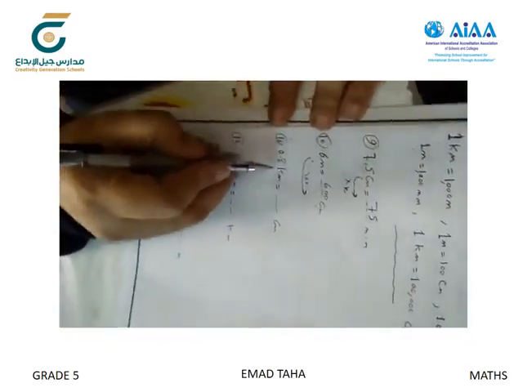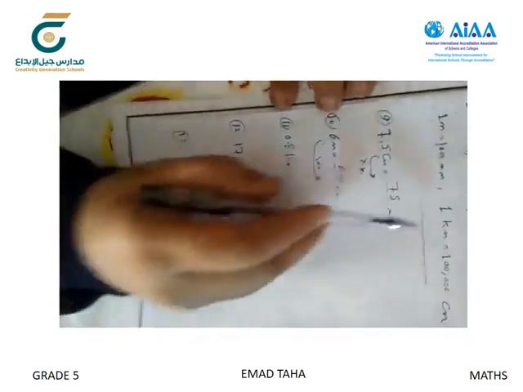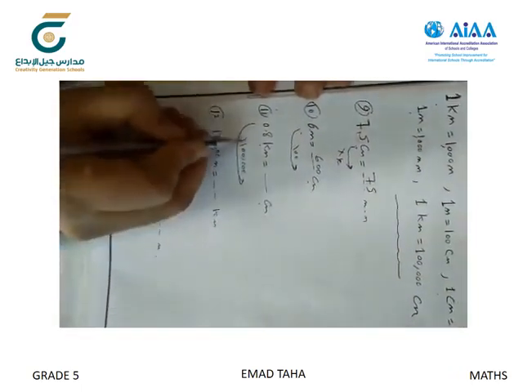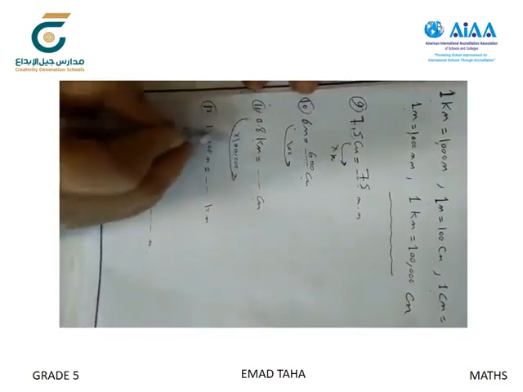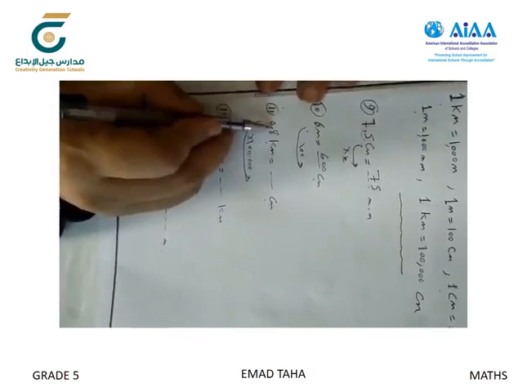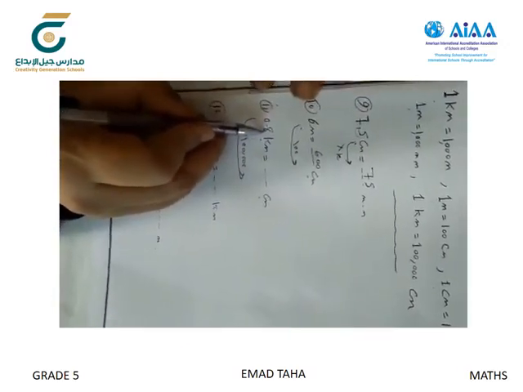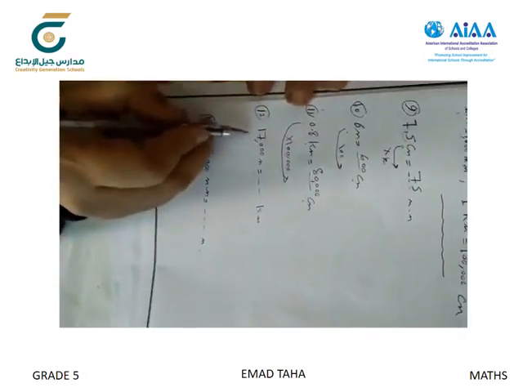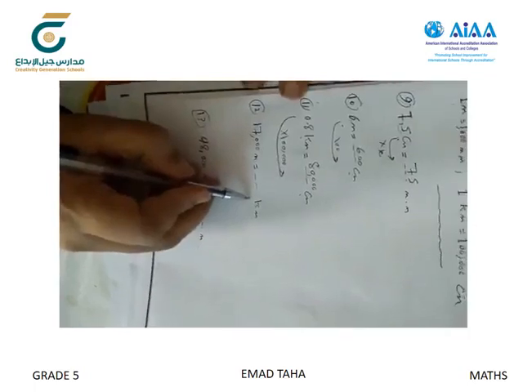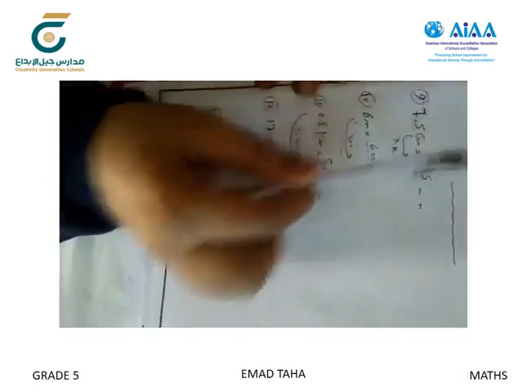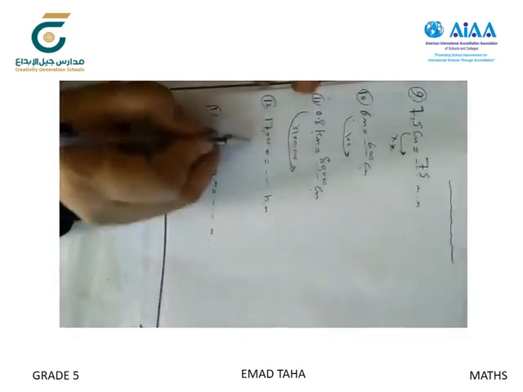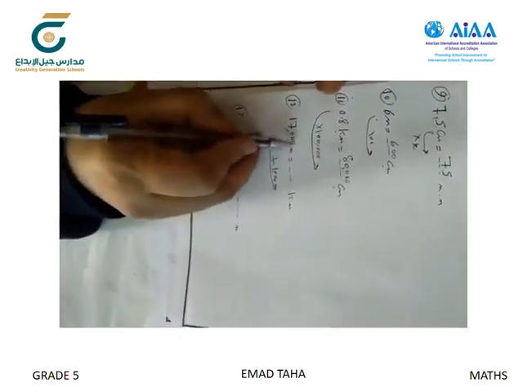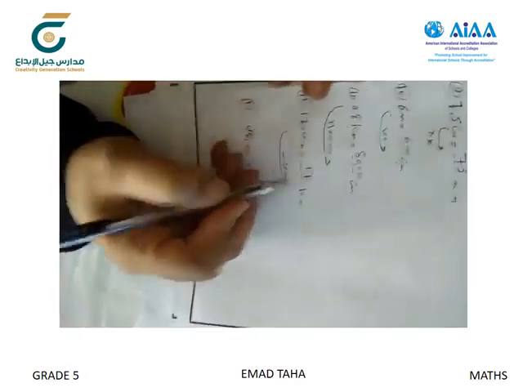Number 11, 0.8 kilometer converted to centimeters. 1 kilometer equals 100,000 centimeters. So to convert, multiply by 100,000. Move the decimal point 5 places, then put 4 zeros, it will be 80,000. Number 12, 17,000 meters equals how many kilometers? Look, 1 kilometer equals 1,000 meters. So we divide from smaller to greater, so we must divide by 1,000. Divided by 1,000, remove 3 zeros, the answer will be 17.